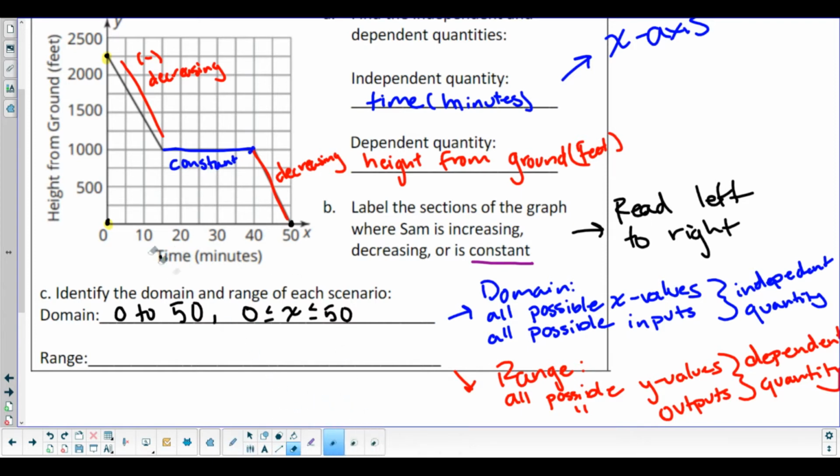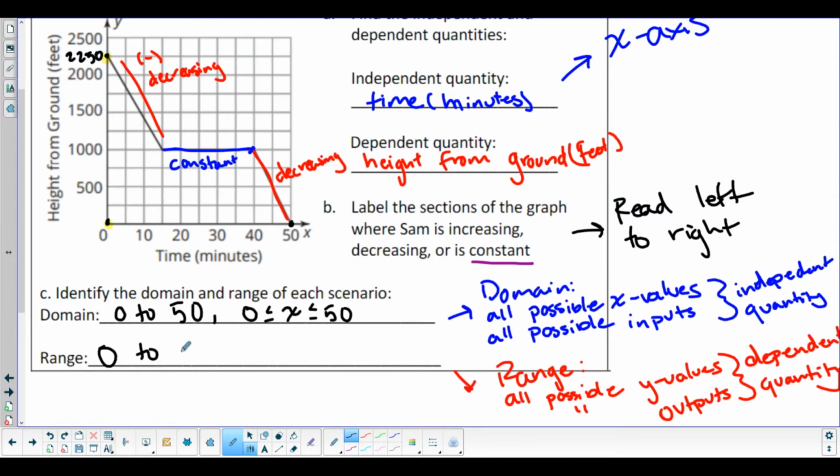Well, thinking about it in the scenario, his lowest point is the ground, right? His lowest point is being 0 feet off of the ground. And so it's also 0 to something else. Well, what's his highest point that he's ever in the air? Well, when he started his descent, that was when he was at his highest. It's in between 2,000 and 2,500. The number for that is 2,250.